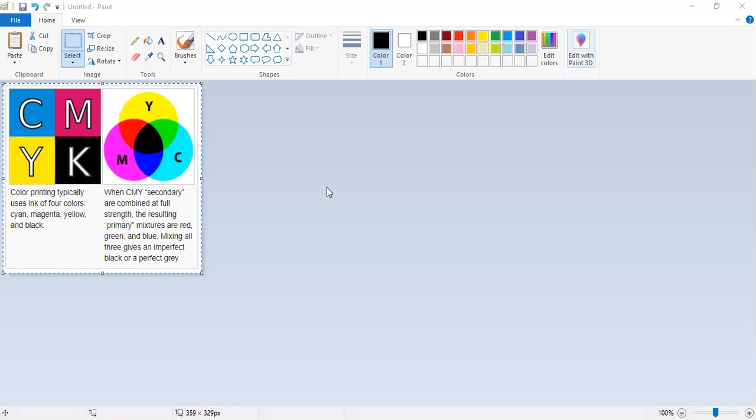Forget about it. Now, for example, here you can see that cyan is a color which we get when we mix blue and green, right? So we don't require red actually. Magenta is the color we get when we mix red and blue, and red and green gives us yellow, right?